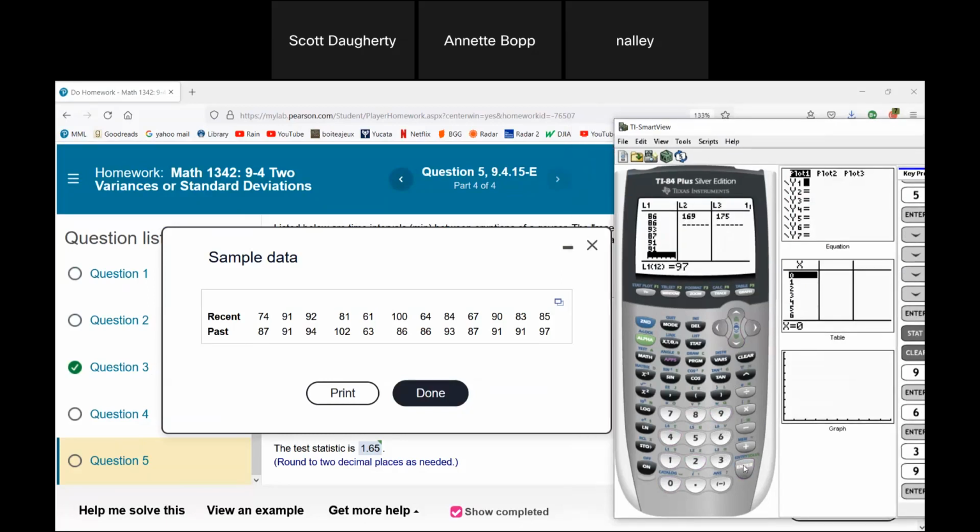And the reason I have to put it into L1 is because when I go to stat, calculate one variable statistics, it doesn't give me the option to pick L2. It automatically takes everything from L1. And so the sample standard deviation for the L1 column, now that I've changed it for the past ones, is 9.478 or 9.477. So let me write that down.